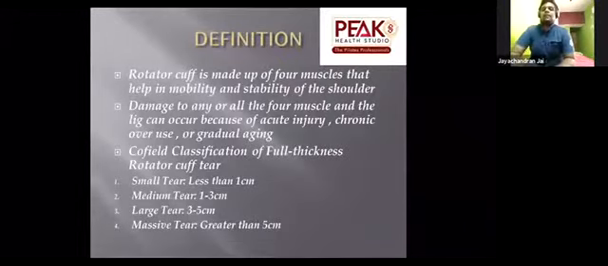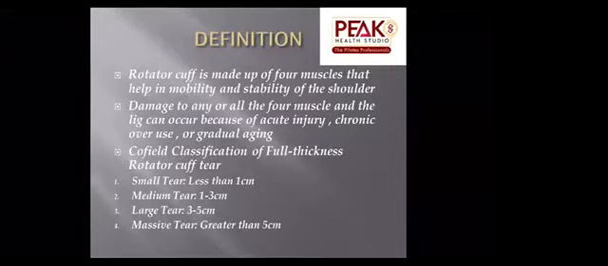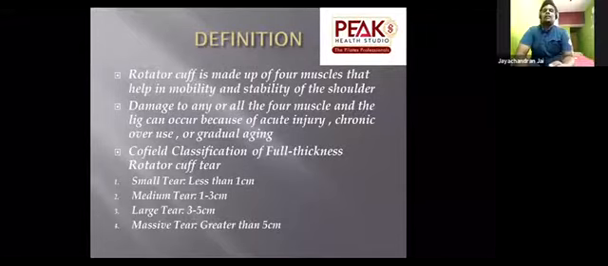The rotator cuff is made up of 4 muscles, as I said, that help in mobility and stability of the shoulder. For the mobility, the subscapularis does the internal rotation, the supraspinatus does the abduction movement, and the infraspinatus and the teres minor do the external rotation movement. And for the stability, the scapular muscles also help in the dynamic stability of the shoulder.